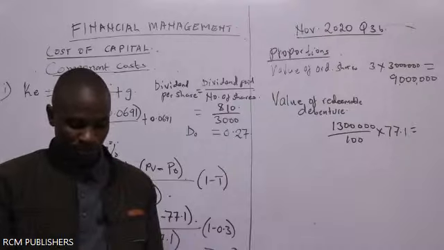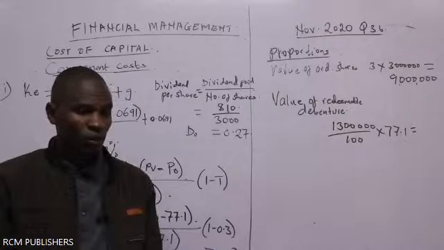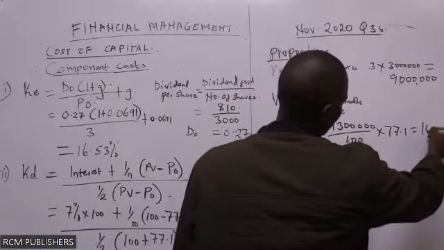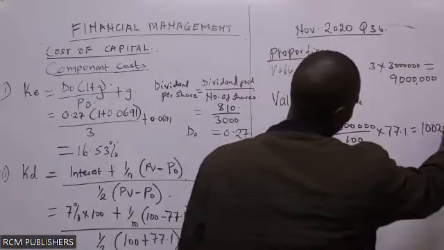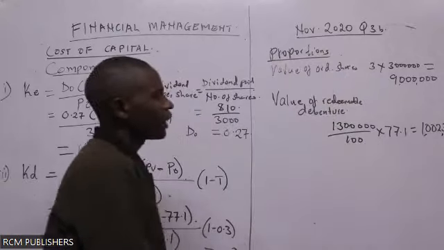Tafuta nini? 100 to 100, 100 to 300. Okay, so let's work it in that order.